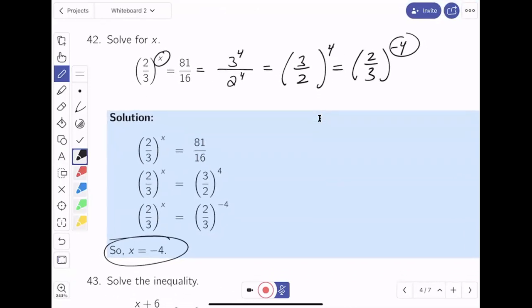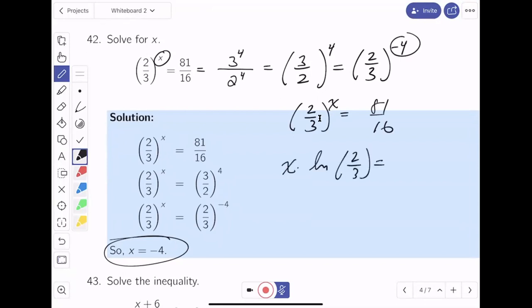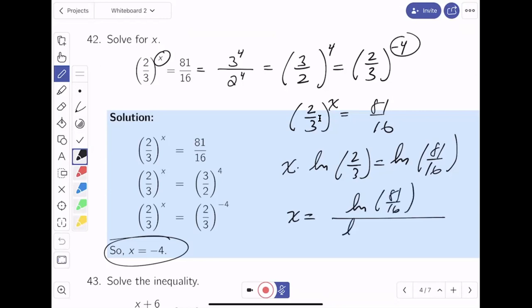Are there other ways to do those problems? Of course there are. However, most people would need a calculator to do it, but you could take the natural log of both sides. Let me write that down for you. If you have 2/3 to the x equals 81 over 16, if you took the natural log of both sides, you'd have x ln 2/3 equals ln 81/16. I think this is far more complicated, by the way. X would equal, let me write this down, ln 81/16 over ln 2/3.